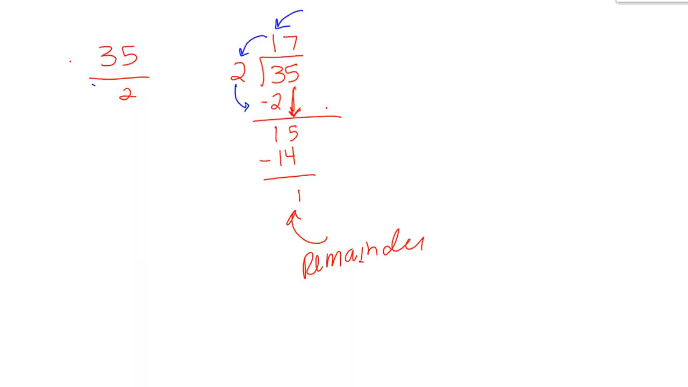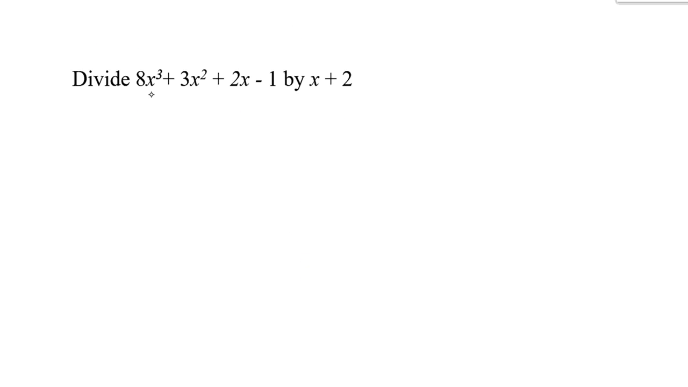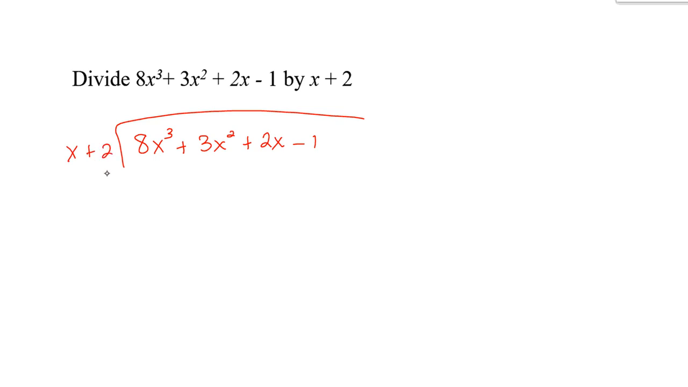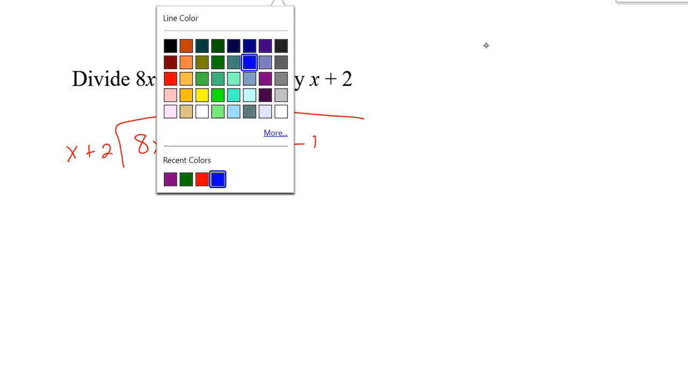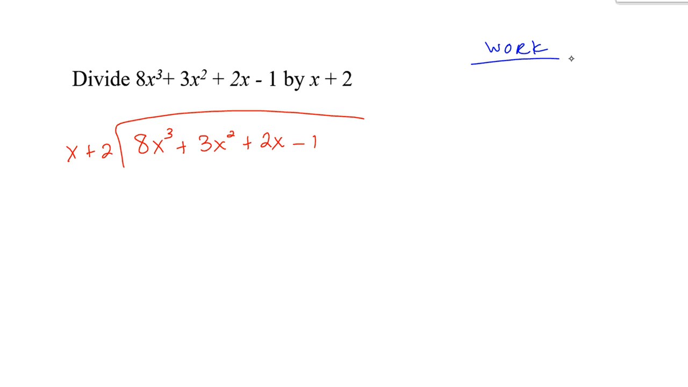All right, let's try this next one. Okay, divide this, so that goes on the inside, by x plus 2. Over here is going to be my work area. Okay, first term divided by first term. 8x cubed divided by x. That's going to be 8x squared. And that gets written up above.